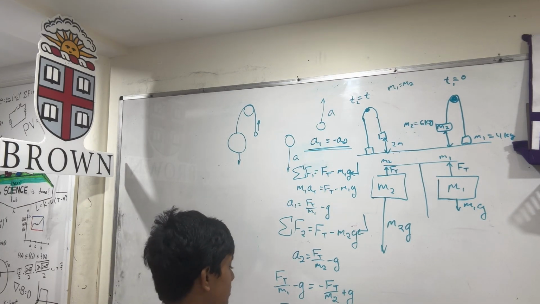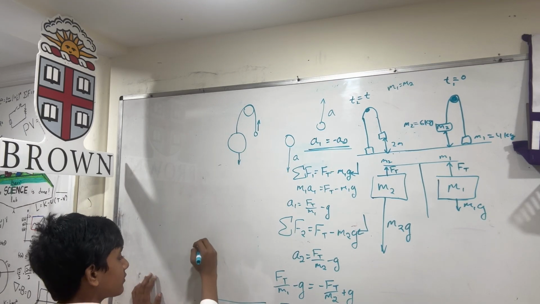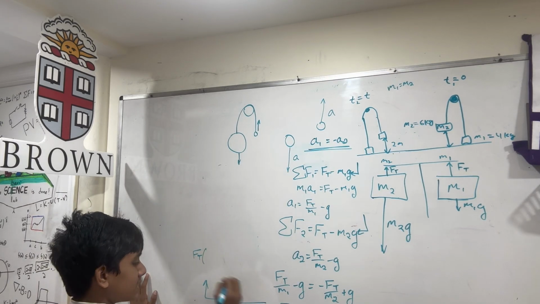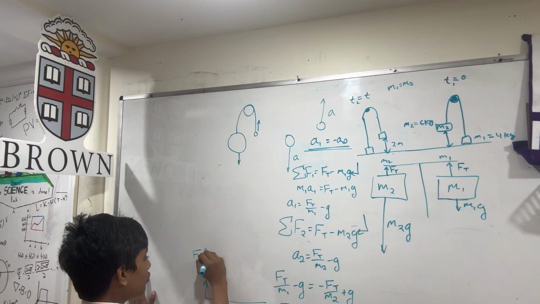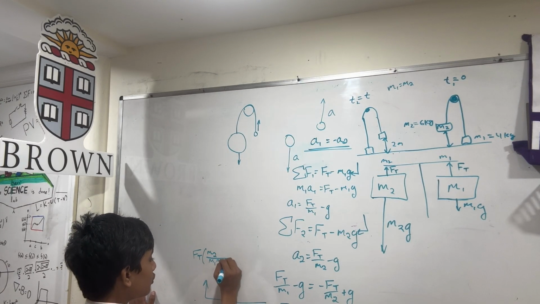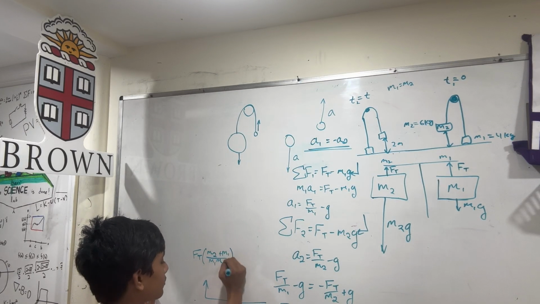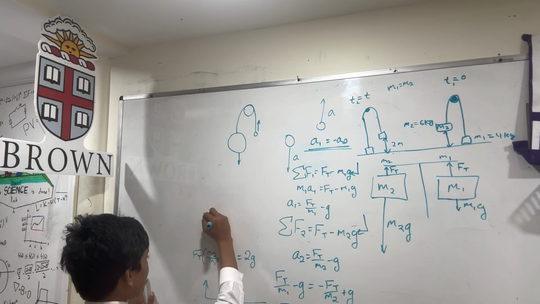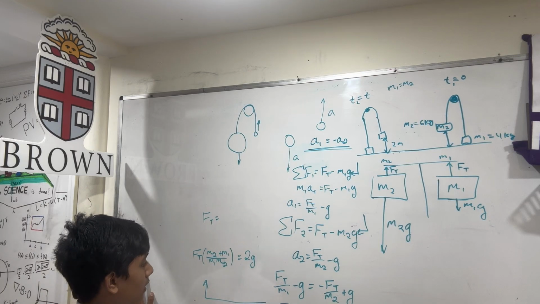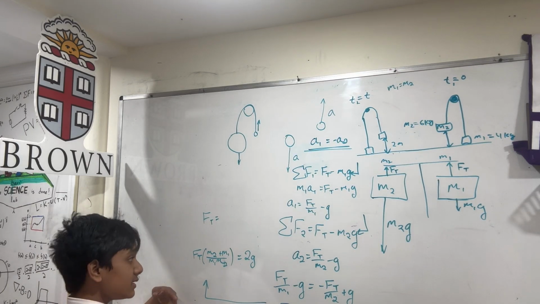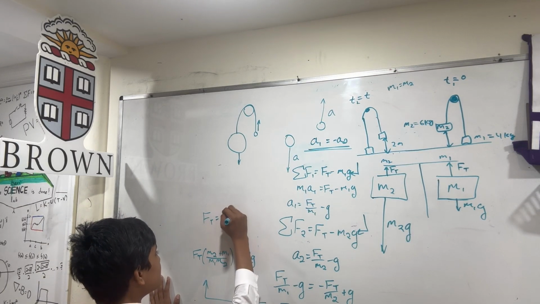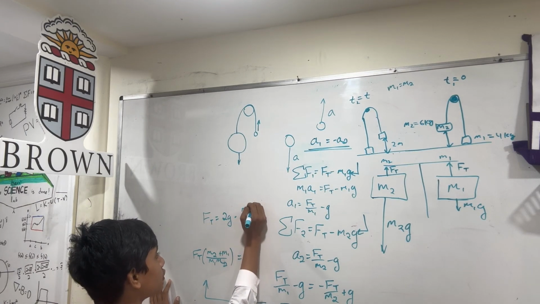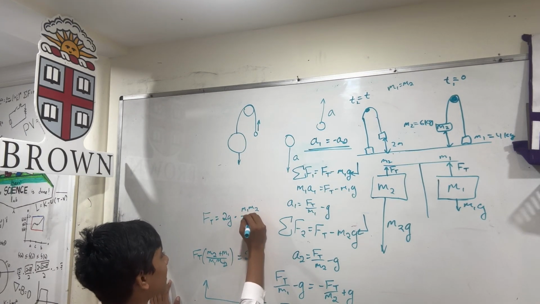So then, just use your knowledge of common denominators to state that this is, of course, M2 over M1M2 plus M1 over M1M2. And so, Ft is equal to, multiply both sides by the reciprocal of this, and you get 2g times M1M2 over M1 plus M2.